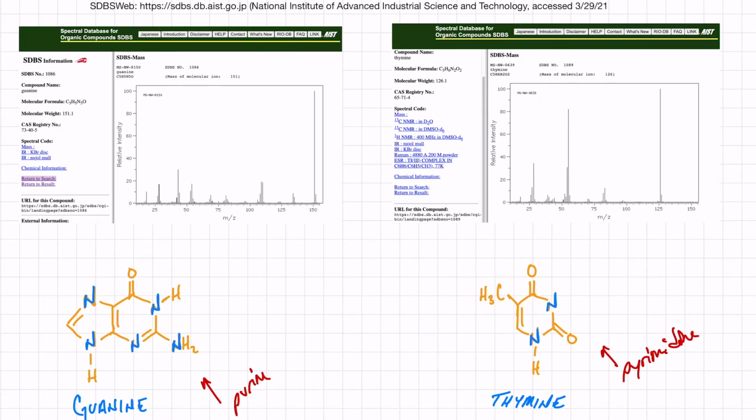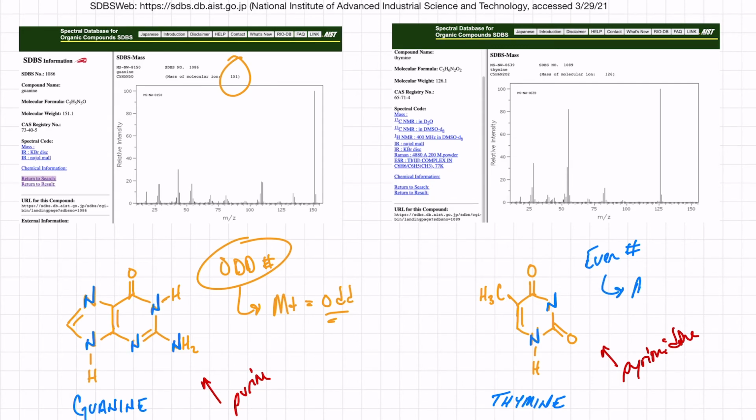So let's see what impact that has on the mass of the molecular ion. If I have an odd number of nitrogens, the molecular ion is going to be odd as well. If we look at the mass of the molecular ion, it's 151. Sure enough, it's an odd number. That tells me I have an odd number of nitrogens present in this compound. If I have an even number of nitrogens, then my molecular ion is going to be even. And sure enough, right there we have 126 as the mass of the molecular ion, which is an even number. There we go, so that's the nitrogen rule. Odd number of nitrogens, odd molecular ion mass. Even number of nitrogens, even molecular ion mass.